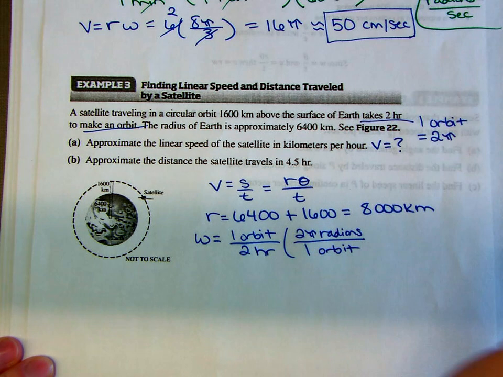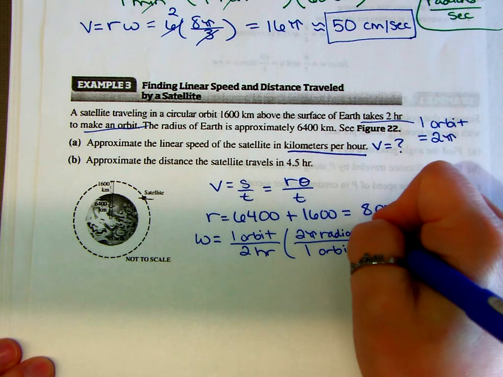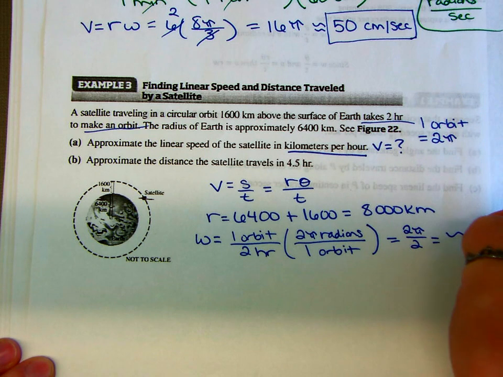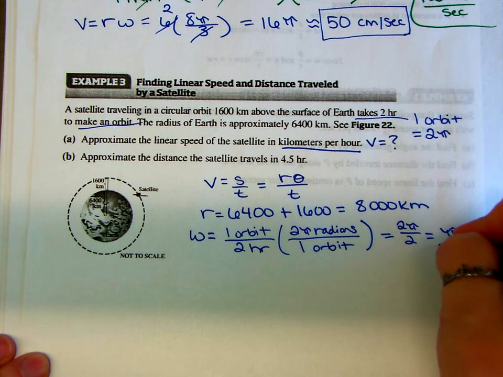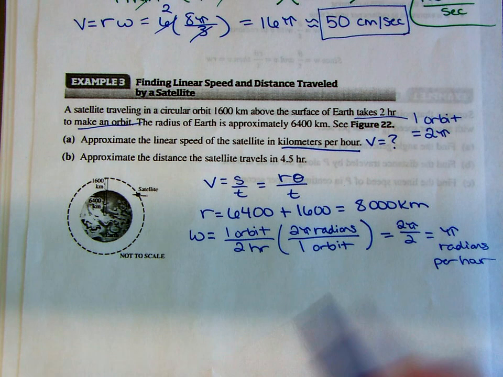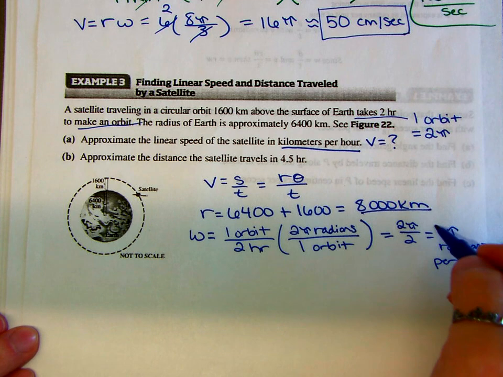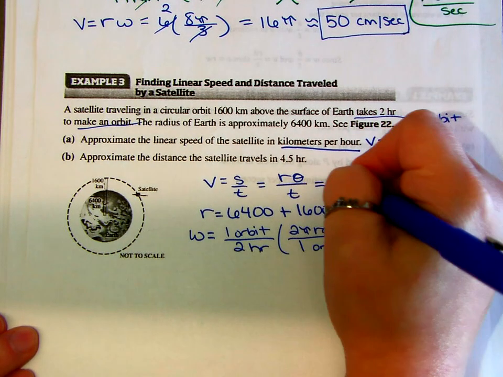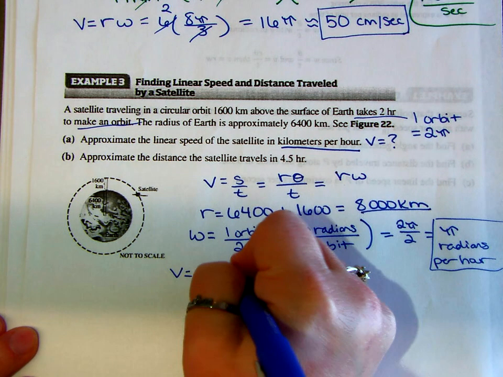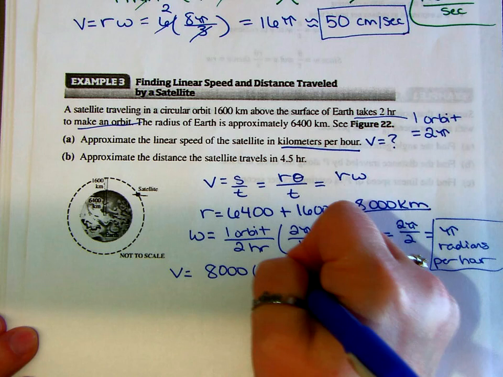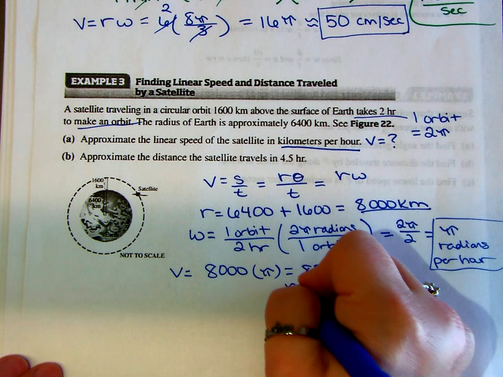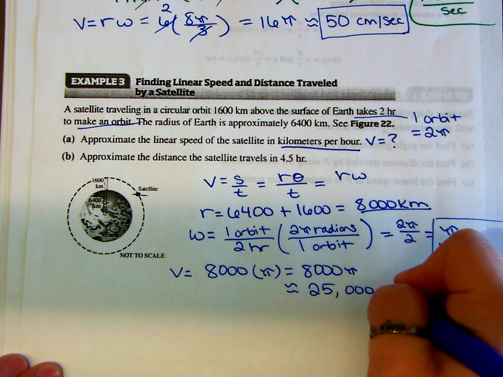And it wants kilometers per hour, so I can leave my hours alone in this case. Meaning that I have 2 pi over 2 hours, meaning I have pi radians per hour. Now I know what my R is. I know what my W is. And V equals R times W. So V equals 8,000 times pi. And again, while this didn't specify, we are going to type that in, and we get approximately 2,500 kilometers per hour.